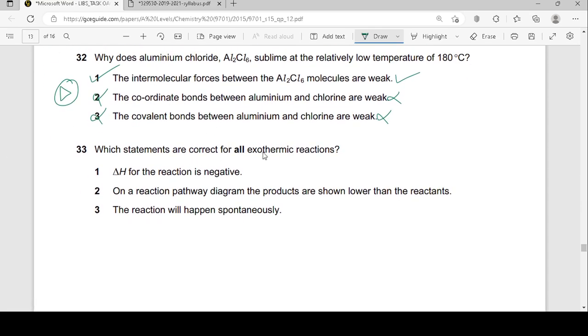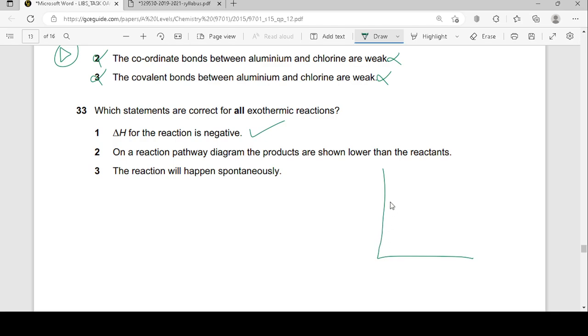Which statements are correct for all exothermic reactions? Delta H for the reaction is negative. That is true. That's one of the hallmarks of exothermic reactions, I think. On a reaction pathway diagram, the products are shown lower than the reactants. So if I have reactants and my arrow goes downwards and then products, that's how I draw it for exothermic reactions. So the products are shown lower than the reactants. That is also true.